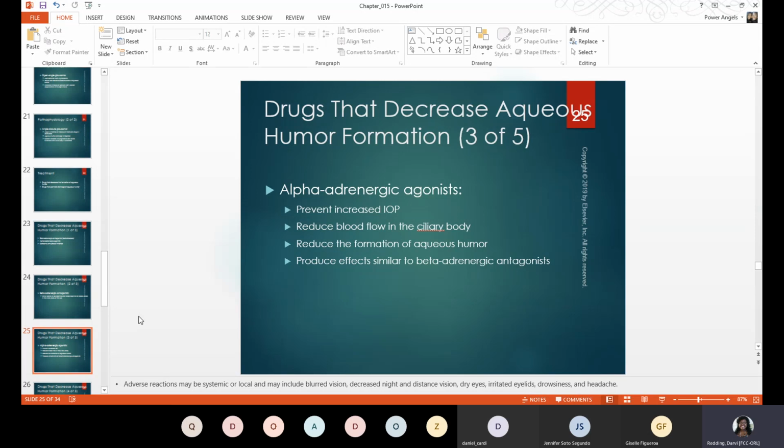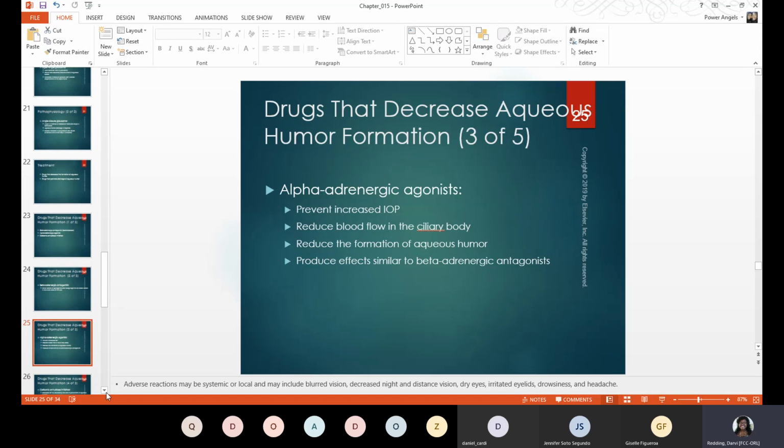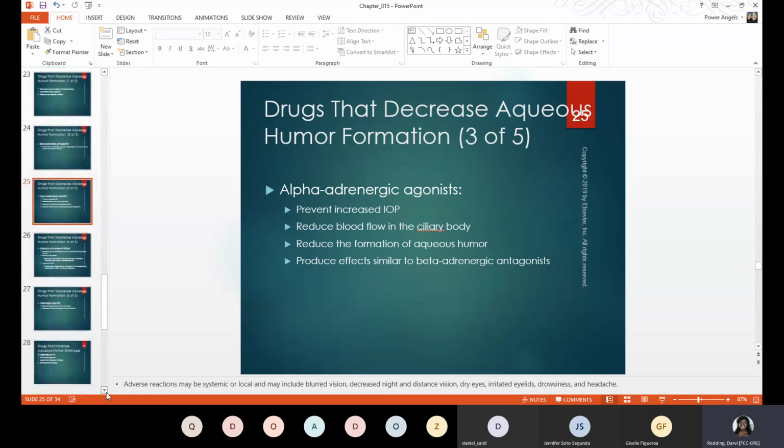There are some adverse reactions that may be systemic or local, and they might include blurred vision, decreased night and distance vision, dry eyes, irritated eyelids, drowsiness, and headache. So this might be something that a pharmacy technician would actually put an auxiliary label on the medications for, so that the patient is aware of these adverse reactions.